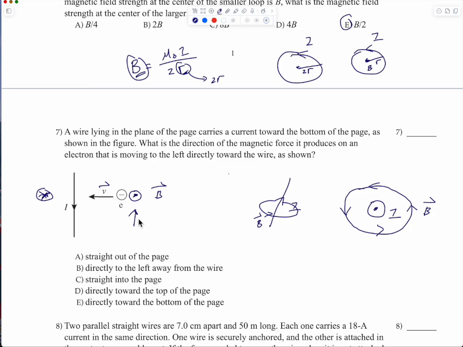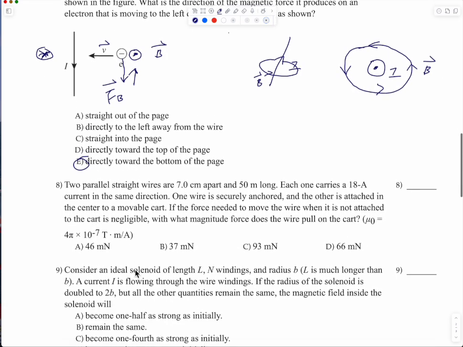So this is from the right-hand rule. However, the electron is a negative charge, so you flip this direction. This will be the magnetic force direction on this electron: directly towards the bottom of the page. This will be the right answer.